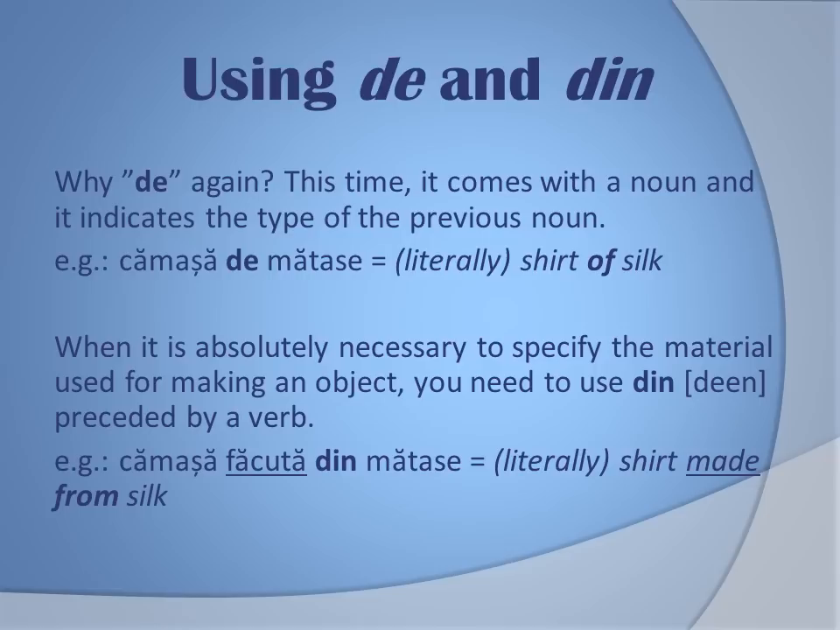When it's absolutely necessary to specify the material used for making an object, you need to use the preposition din, which has to be preceded by a verb. We have an example here: cămașă făcută din mătase. Făcută is a verb, and then we have the preposition din. Cămașă făcută din mătase, which means silk. Literally, this means shirt made from silk. So, this is the way to use the prepositions de and din.